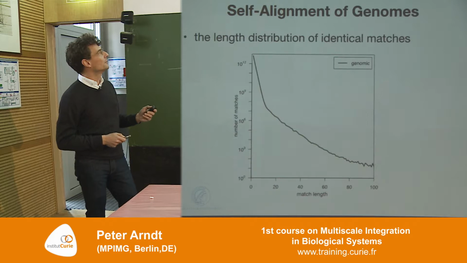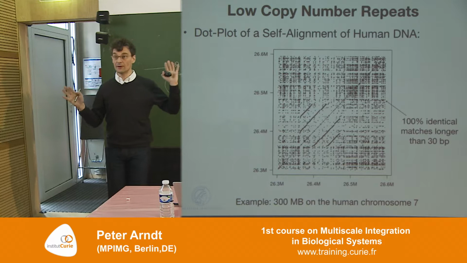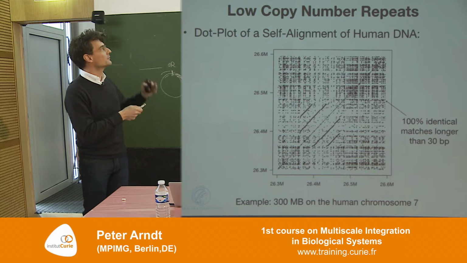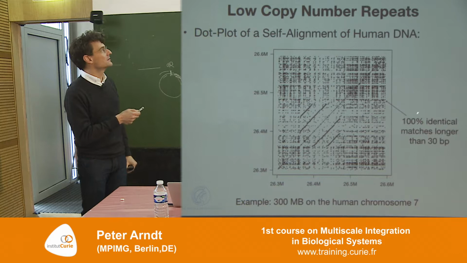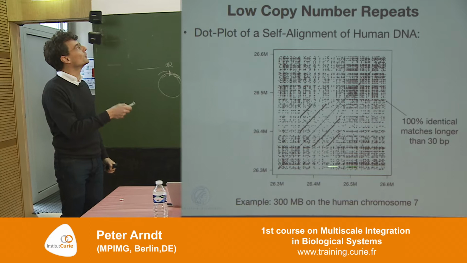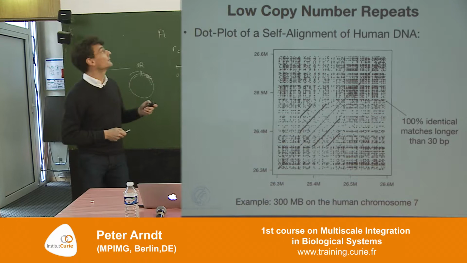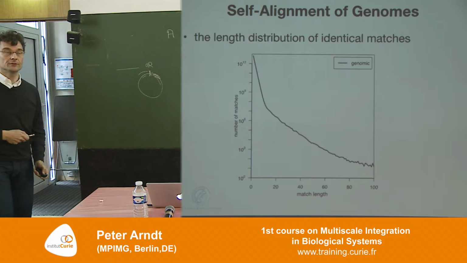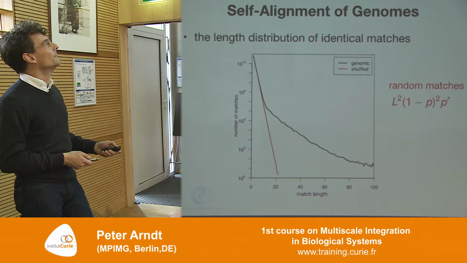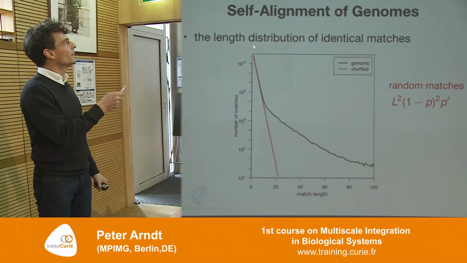If you do this experiment, the self-alignment of the human genome, you would actually see a grid. This is now a larger region of the human genome, and all the black stuff are 100% identical matches longer than 30 base pairs. These are already very long pieces, and you can see that the grid is full of black pieces. And this is the length distribution from a genomic sequence, on a log scale on the y-axis, because we have a lot of matches which are very short.